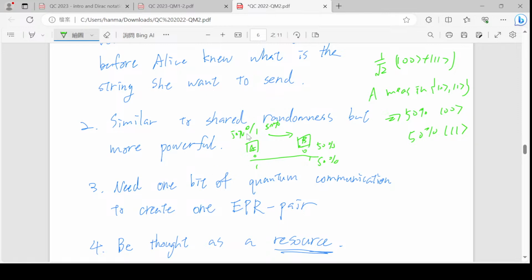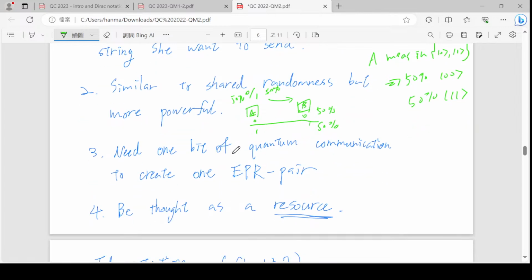have shared randomness, they cannot send 2 bits. So even if they share a lot of shared randomness, they cannot do the superdense coding where they send 2 bits by sending just 1 bit. Okay. So shared entanglement is more useful than shared randomness because you can do superdense coding.